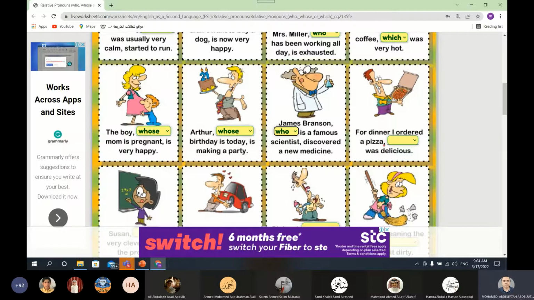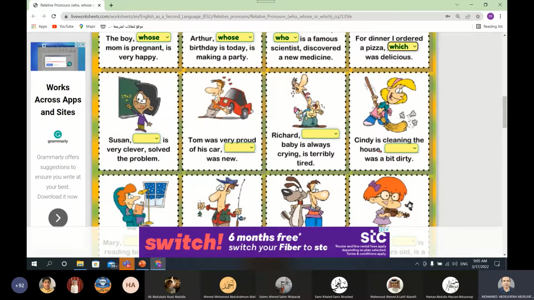The next one. For dinner, I ordered a pizza. What was delicious? Here I am talking about the pizza. The pizza who, the pizza whose, the pizza which was delicious. Which. For dinner I ordered a pizza which was delicious. By the way, don't say pizza with a Z sound. Okay? It's pronounced like an S sound, pizza.